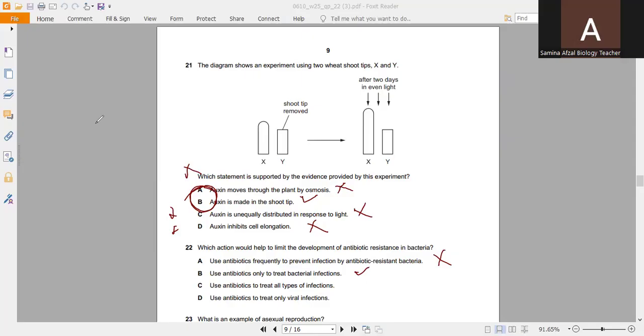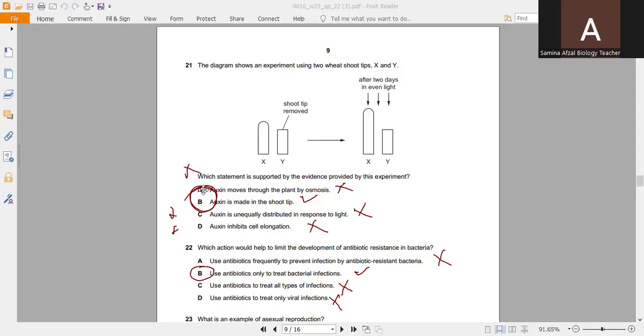C is use antibiotics to treat all types of infections. No, this is too broad. Treating viral or fungal infections with antibiotics is completely ineffective, and you can see wastage. And now D, use antibiotics only for viral infections. Viruses are not controlled or avoided by these antibiotics. They need antiviral medicines. So B is the only correct option in question number 22.